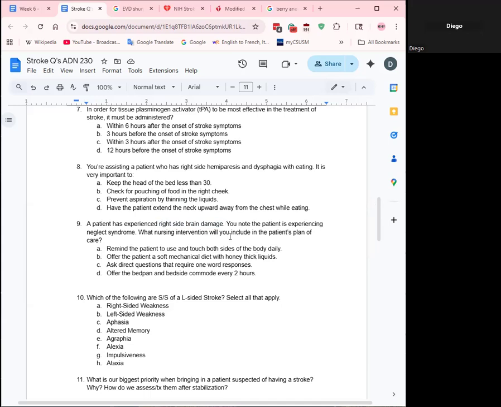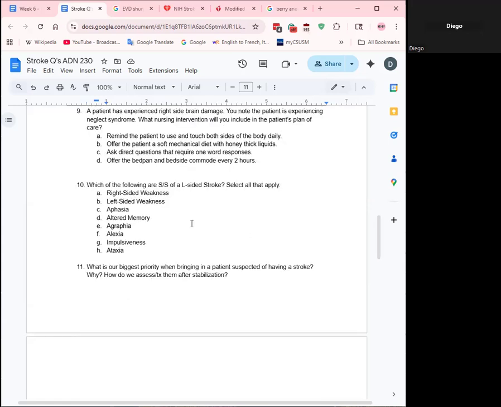So here would just be patient education on incorporating that part of their body to help mitigate the effects of the neglect syndrome that can occur. Okay, so number 10, which of the following are signs and symptoms of a left-sided stroke? Select all that apply.